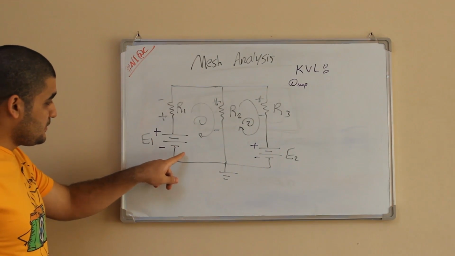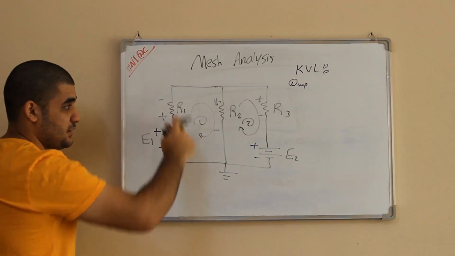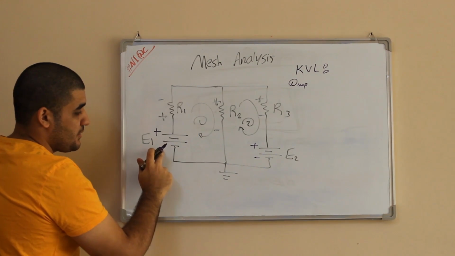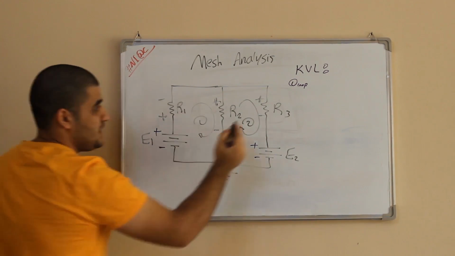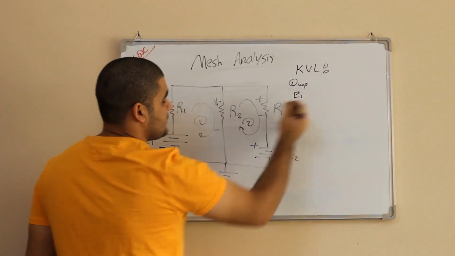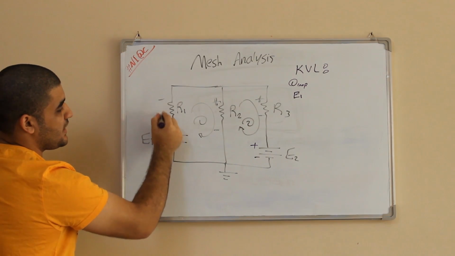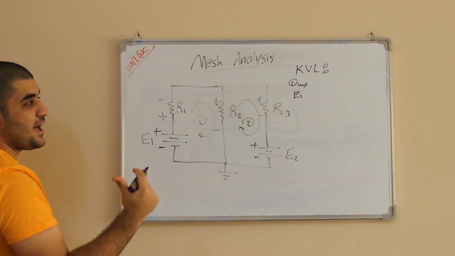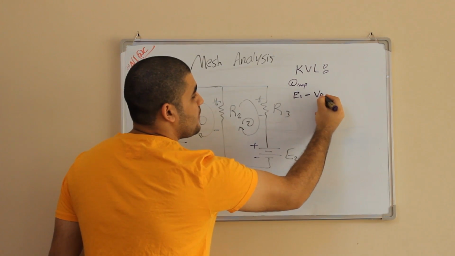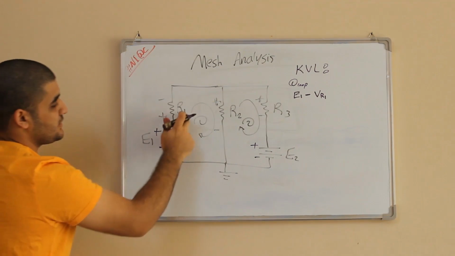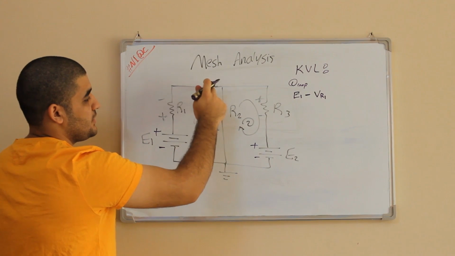Now, I make my loop with the arrow. Going from the minus to the plus with the same direction as the arrow. So E1. The arrow is going up, but here I have plus, so it's against the arrow. Minus VR1. Minus, because the plus is against the arrow. Then I continue my loop.